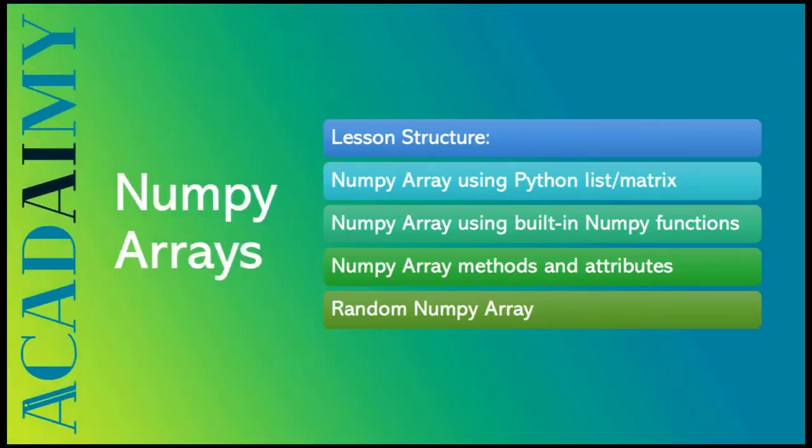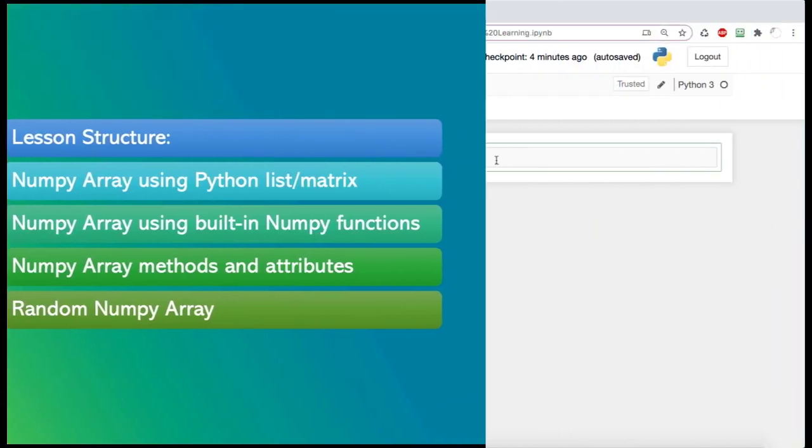So in this video, we'll be exploring the basics of NumPy, and we'll be taking a look at NumPy arrays. Our lesson structure is outlined here. We'll first go into NumPy arrays using Python lists and matrices, and then we'll be going into NumPy arrays using built-in NumPy functions, NumPy array methods and attributes, and finally we'll be looking at how to create random NumPy arrays. And with that, let's jump right in.